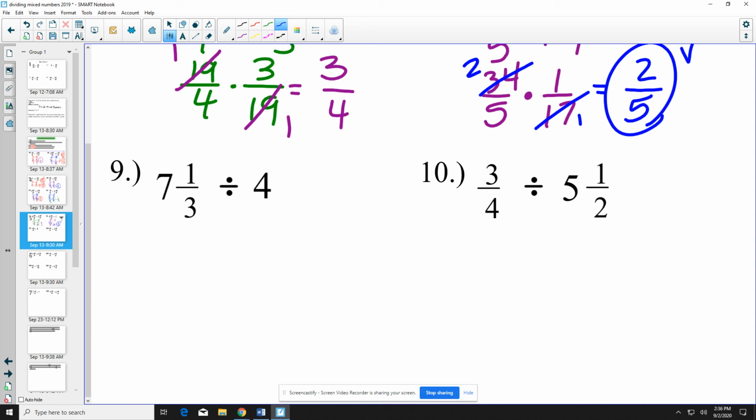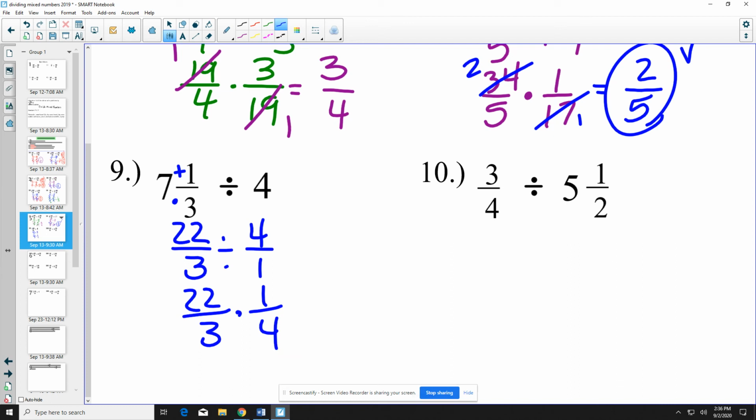Okay, now that you're done, let's check. 7 times 3 is 21 plus 1. See if you got a 22 over 3 divided by a 4/1. But then you keep, change, flip. So did you make it 22/3 times 1/4?